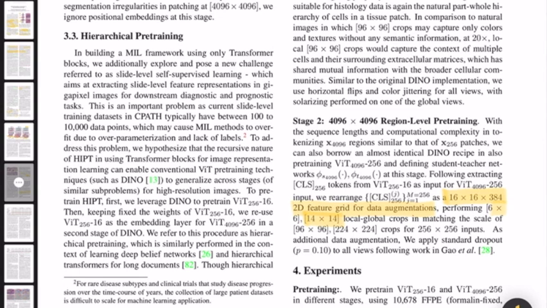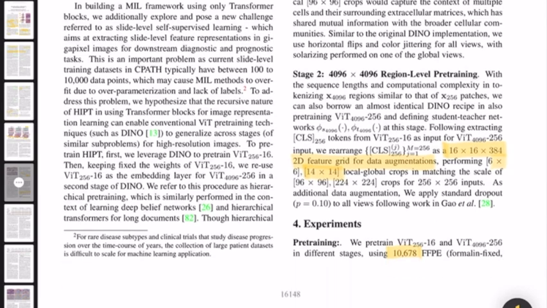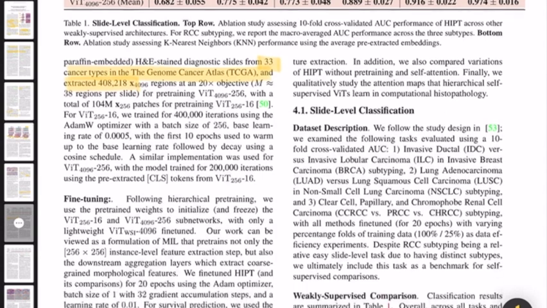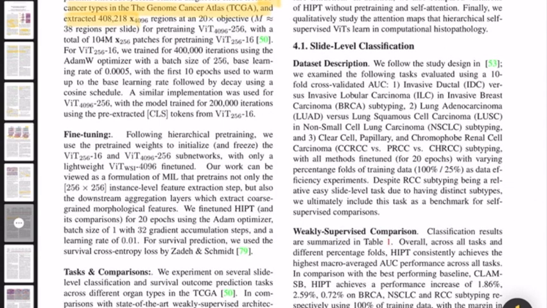Next, we are going to cover the experiments. For pre-training, 10,678 H&E stained diagnostic slides are used from 33 cancer types in TCGA. These correspond to around 400,000 regions of size 4096 by 4096 pixel patches. The details of the optimizer used, learning rate, and duration of training are in the paper, and there are only minor differences in pre-training between the two different stages.